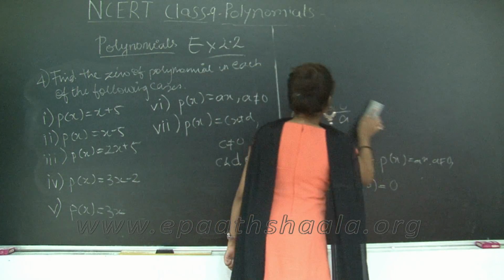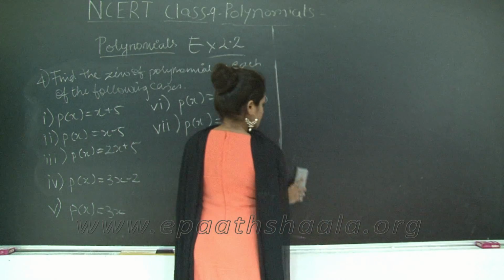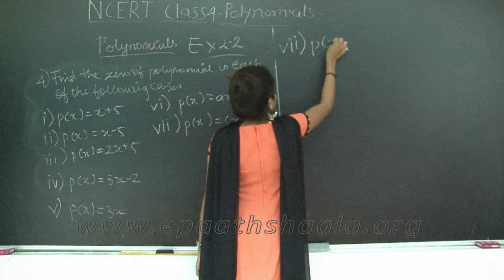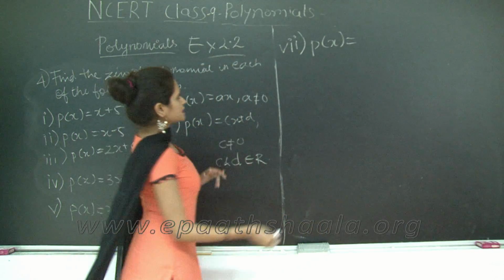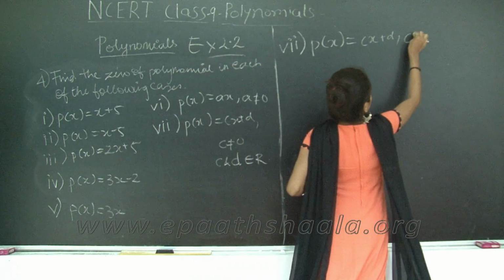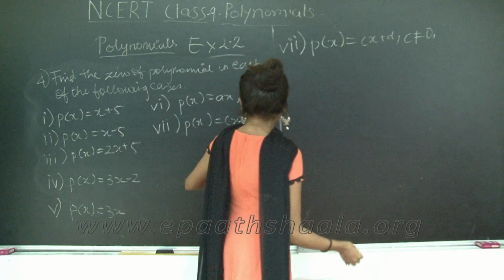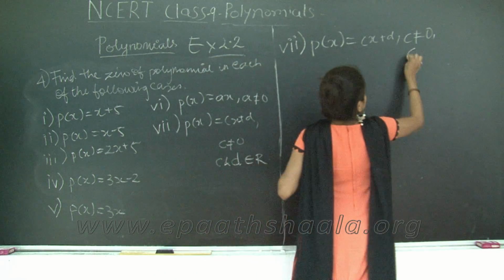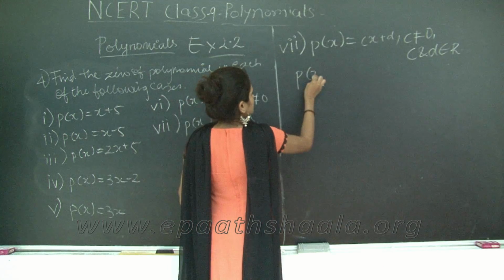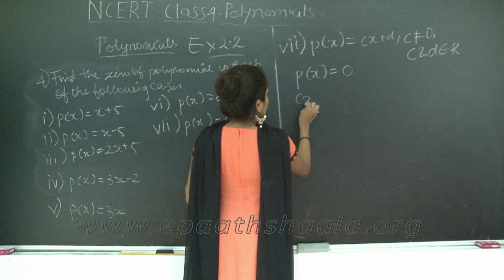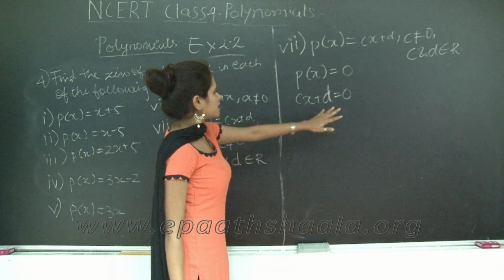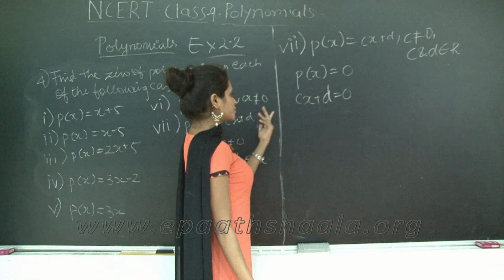Okay, so now the seventh sum, last sum of exercise 2.2. p(x) is equal to cx plus d, where c is not equal to 0. So maybe c is going to divide, which is why they've mentioned that it is not equal to 0. Let's see when we solve. And c and d belong to the set of real numbers. Alright. So I'm going to say p(x) is equal to 0, right? Therefore cx plus d is equal to 0. Don't get confused when you get too many letters like these. Just consider d as a constant. For example, you can say that d is 2 and c is a coefficient, it could be 3, right?